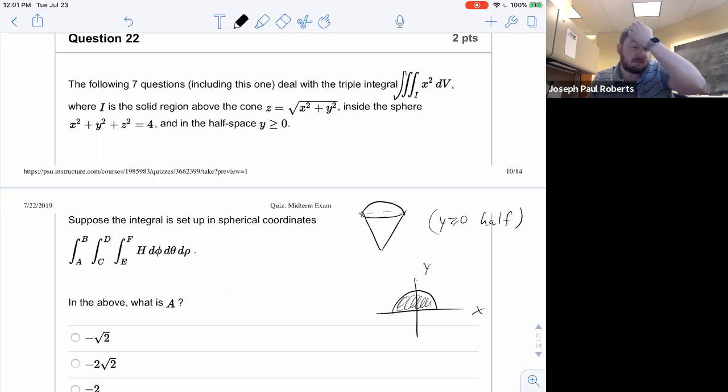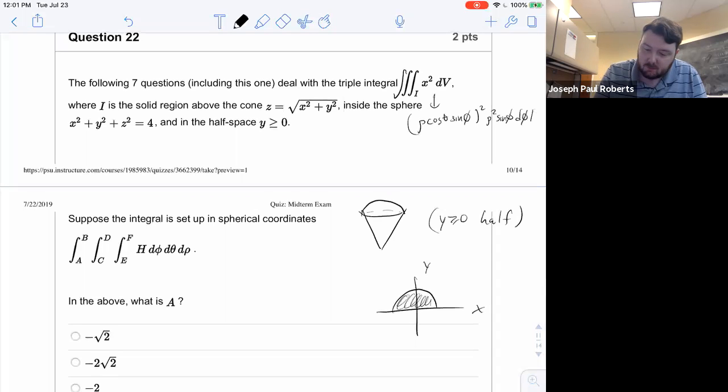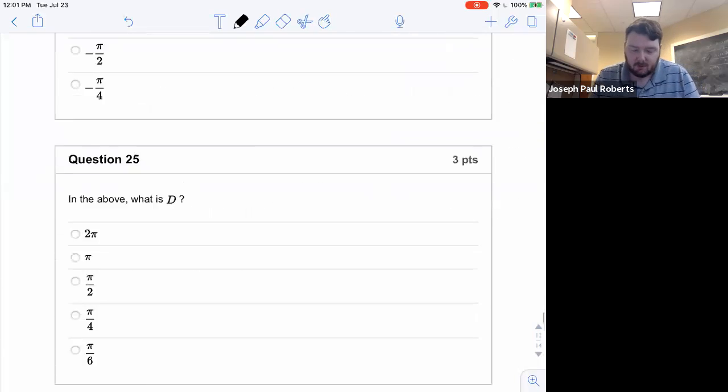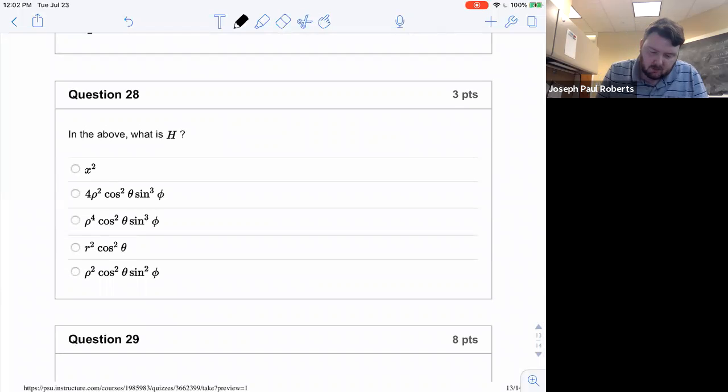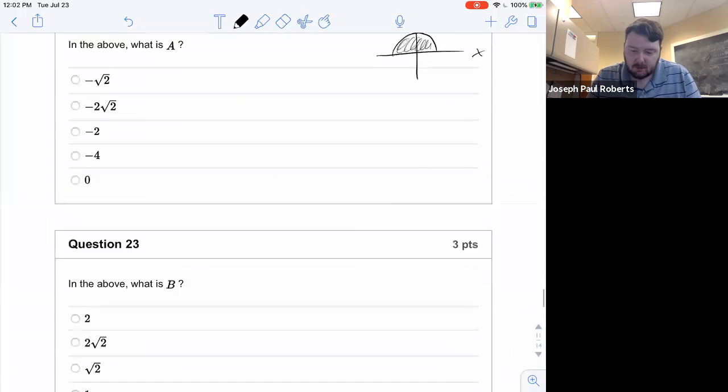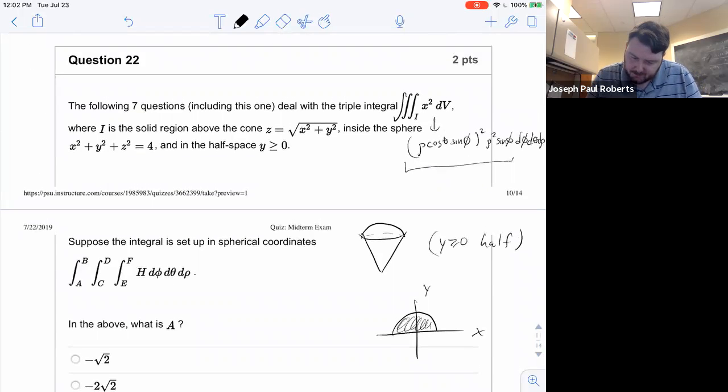Okay, so we're supposed to set this integral up in spherical. So x squared dV becomes (rho cosine theta sine phi) squared, and dV is rho squared sine phi d phi d theta d rho. And so we could do that. I think that's the very last question. If you do that all out, you'll get rho to the fourth cosine squared theta sine cubed phi. Nothing too terrible from there.